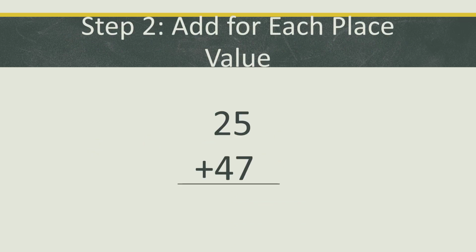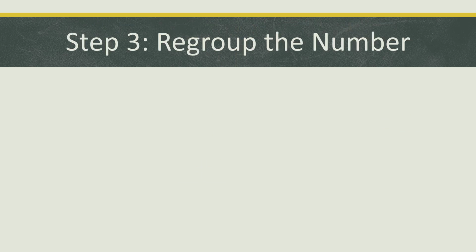Take your equation and separate each place value. In this case, the ones and the tens place. Add for each place value starting from the ones place. 5 plus 7 is 12. But 12 is a two-digit number. And if you get a two-digit number, you can't place it under the line. So how do you solve this equation? That's where step 3 comes in.